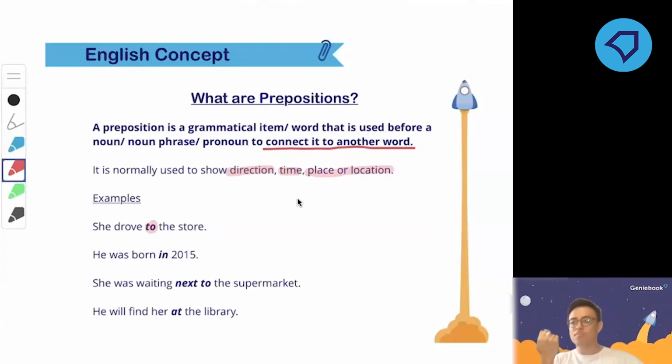She drove from the store. Okay, so to and from, right? By just changing these words, you have a completely different meaning. The direction is different. He was born in 2015. Very young. I think he's only 7 years old right now.